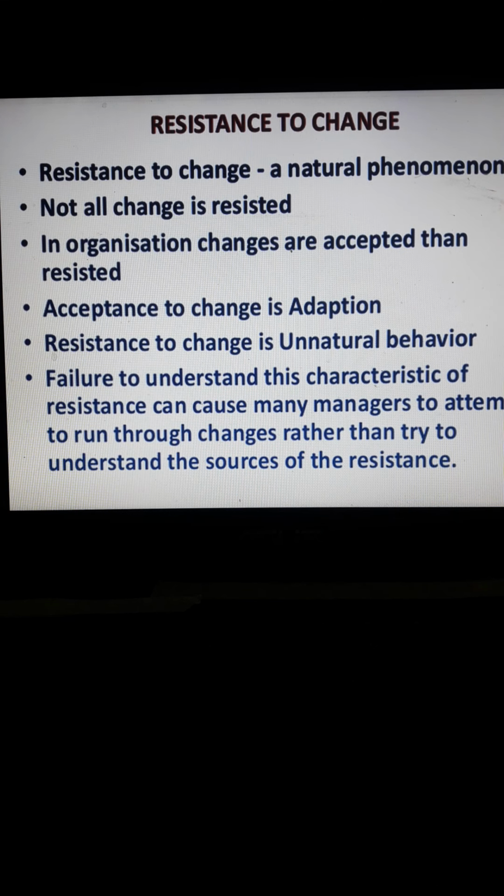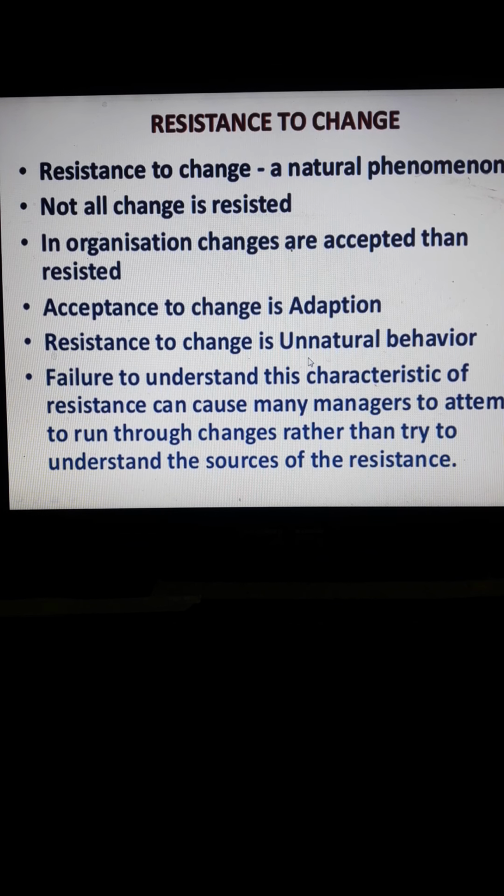Next, resistance to change. Resistance to change is a natural phenomenon. Of course, there are a lot of people who will resist once a new leader or new administration takes over. Not all change is resisted. Of course, in the first place, change is always happening, and there are a lot of people who will, that is the first impression, resistance, but later on acceptance naman yan. Next, in the organization, changes are accepted rather than resisted.